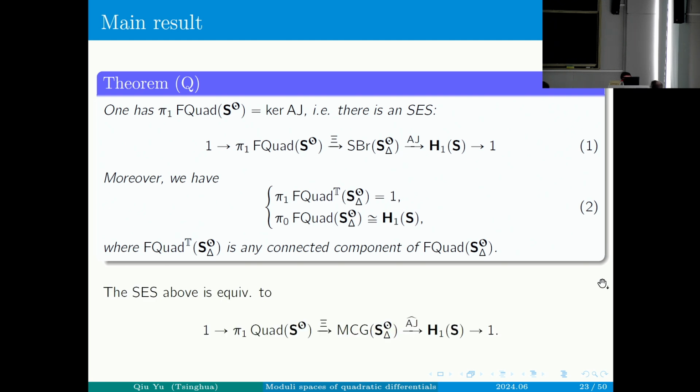Anyway, here we are talking about the framed version. If you want to take the moduli space without framing, this is also the kernel of some extended AJ map, where you start from the mapping class group instead of the surface braid group.